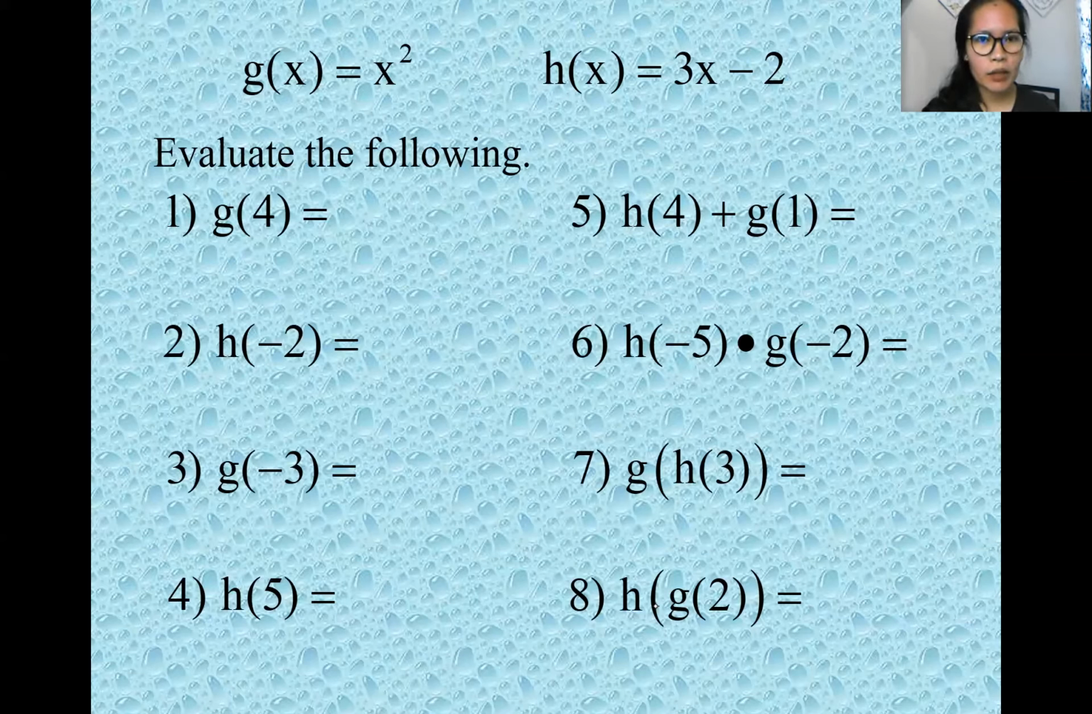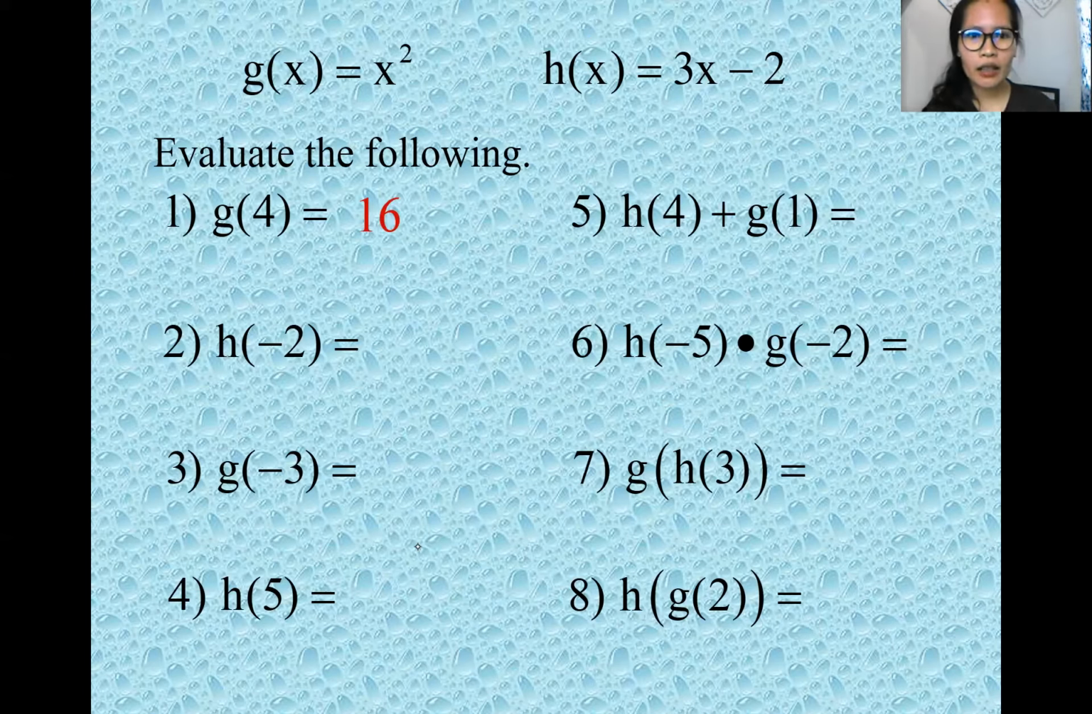So for example, number 1, g of 4. So since g of 4 man siya, so our focus is here. G of x is equal to x squared. So kanang 4, i-substitute lang nato sa x squared, right? Sa value sa x. So that would be g of 4 is equal to 4 squared, or 4 times 4, that is equal to 16. Clear?